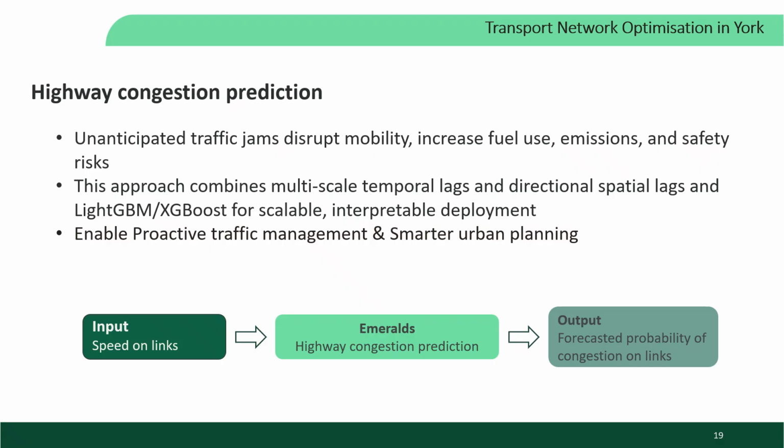The module takes speed on links as input that are provided by the real-time FCD analysis module, and as output we get forecasted probability of congestion on each link. This allows traffic managers to anticipate and respond to congestion before it occurs.